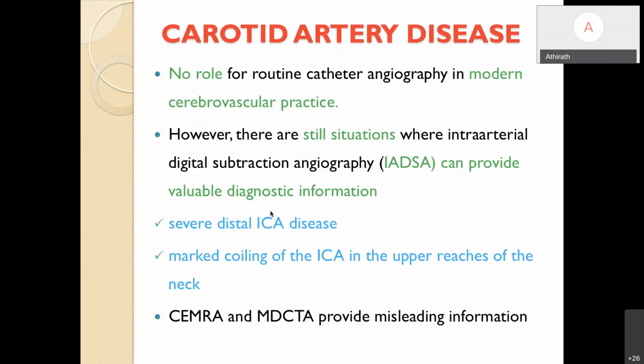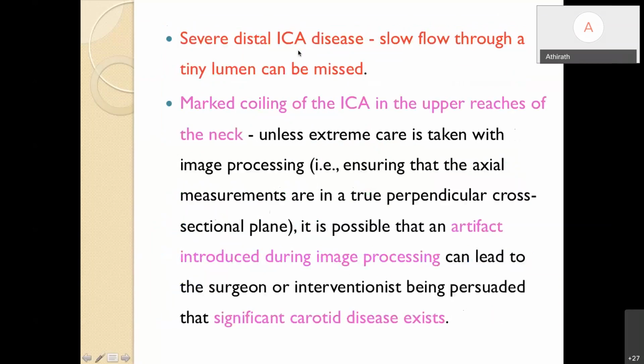DSA does not find any role in modern cerebrovascular practice, but there are certain situations where DSA can provide valuable diagnostic information. As I have already told you, that is whenever there is severe distal ICA disease and whenever there is marked coiling of the ICA in the upper reaches of the neck. In both these scenarios, both MRI and CT will provide misleading information. With distal ICA disease, there will be slow flow through any tiny lumen, which is often missed on CT or MRI, and it will be shown as if it is completely occluded, that is 100% stenosis. The other condition is marked coiling of the ICA in the upper reaches of the neck, that is the distal ICA.